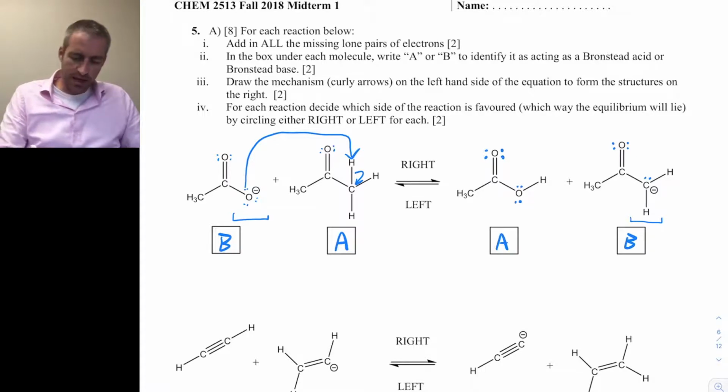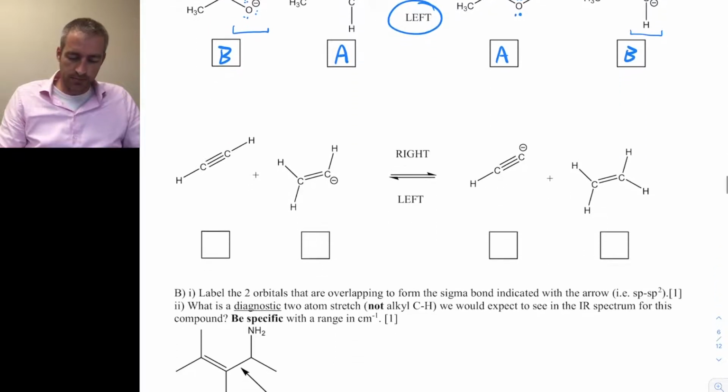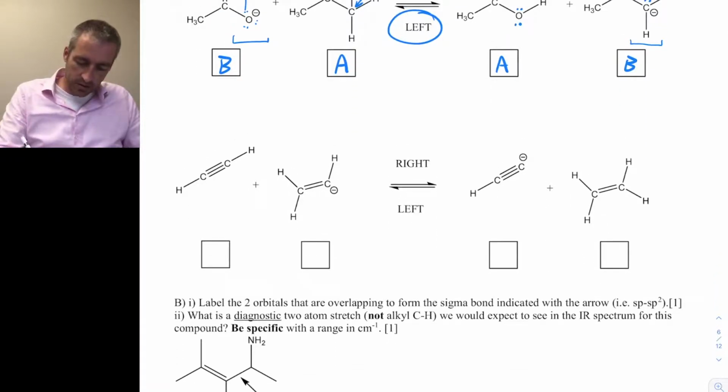So that means the left is favored. I guess, what do? Circle left. Left side is favored because the weaker base and the weaker acid are on that side. Next, lone pairs. We just need one lone pair on that carbon, and we need one lone pair on that carbon.